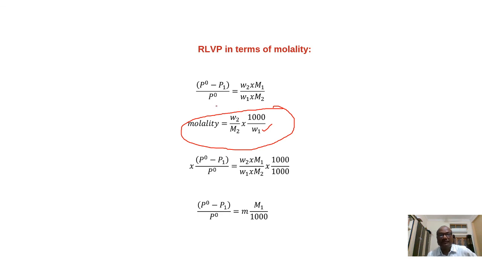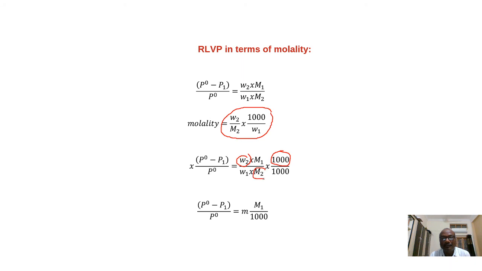Okay, so let me write this. (P0 minus P1) divided by P0 is equal to, this is not correct, is it? Let me delete this. Okay, (P0 minus P1) divided by P0 is equal to W2 by M2 into M1 by W1. Let us multiply with 1000 and divide by 1000. After multiplying and dividing by 1000, observe this fraction: 1000 W2 by M2 W1.